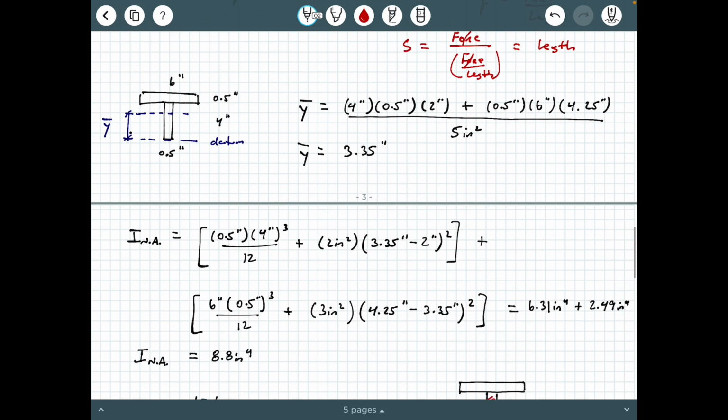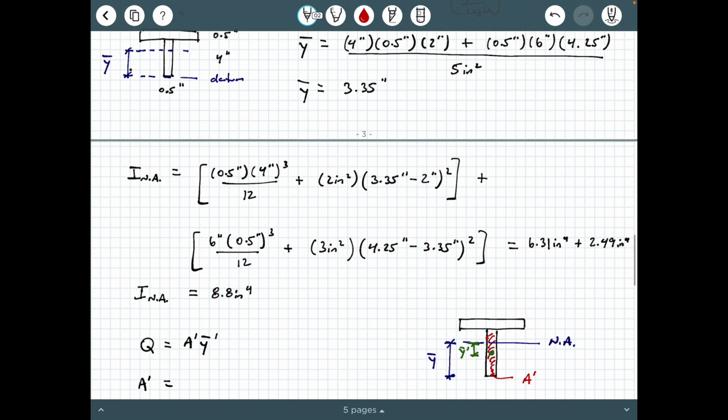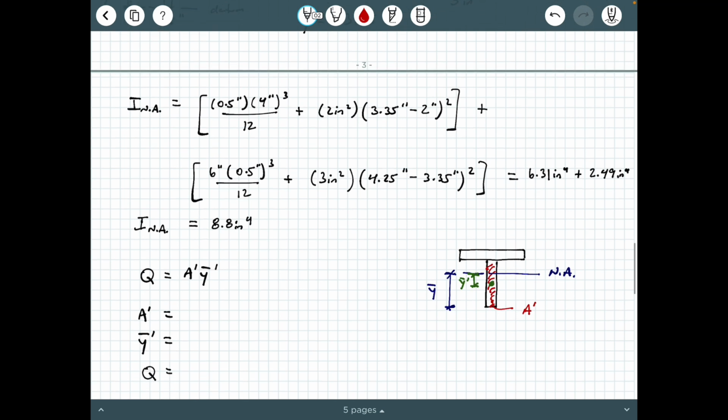And now we're ready to get Q, the first area moment. So let's scroll down a little bit, and I've got some stuff already written to help us out. So Q is equal to A prime Y prime bar. Now, if I look back at my T-shape, I can use either the flange or the web as A prime. Let's go ahead and use the web as A prime just to be a little bit different from our previous example. Now, again, why am I allowed to use either one of these?